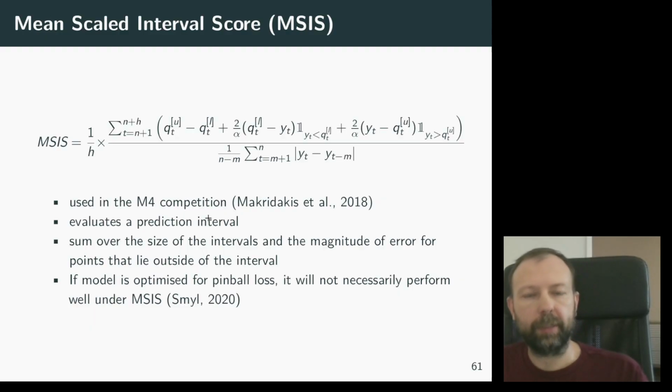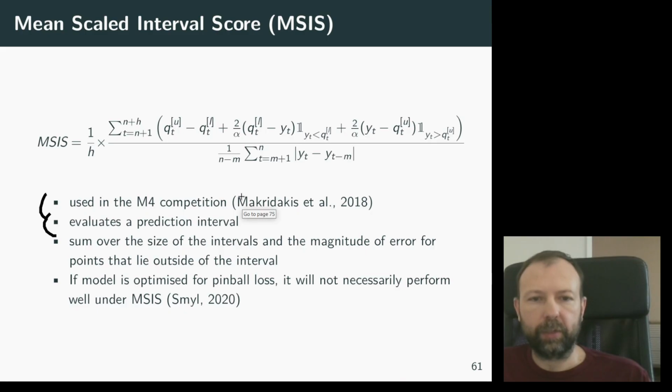Okay, so now something a bit more elaborate is this mean scaled interval score that was used in the M4 competition for evaluation. It also evaluates a prediction interval. The formula looks quite complicated, but it's actually not that complicated. It sums over the size of the intervals and the magnitude of the error for points that lie outside of the interval. One important thing is that if your model is optimized with pinball loss as a loss function, it will not necessarily perform well under this MSIS.